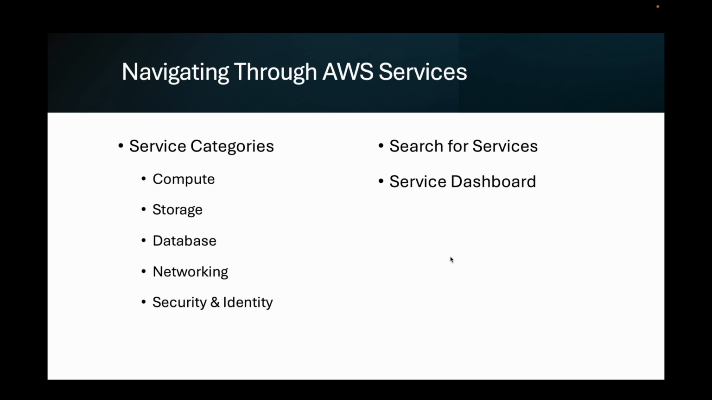For example, what we saw previously, the EC2 dashboard displays information about running instances, available AMIs, which are the Amazon Machine Images, elastic IPs, key pairs, security groups, and more.